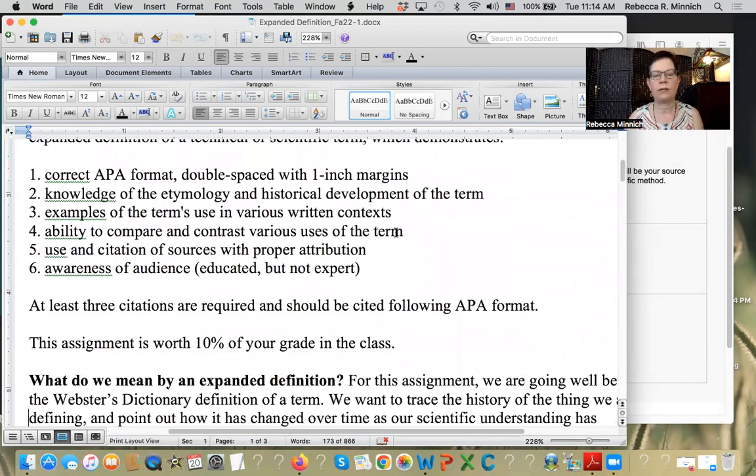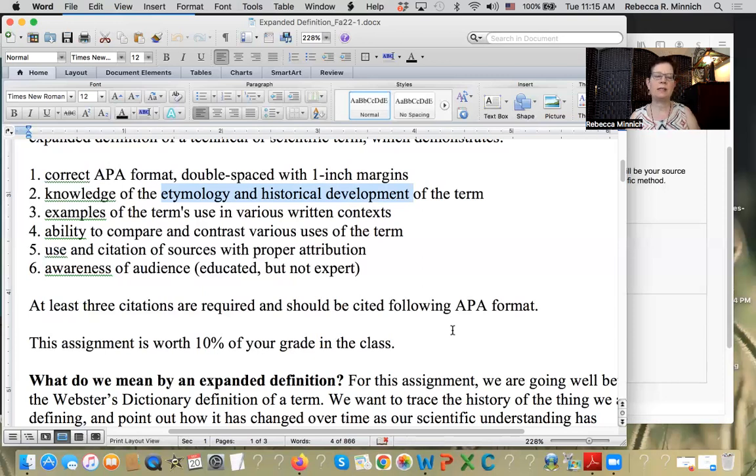The expectations for the assignment are listed here, so you should take some time to go over them. But we're going to be talking about all of these more next week. However, I wanted to focus on just the expectation number 2. Number 2 says that you need to demonstrate in this assignment both knowledge of the term and the etymology and historical development of the term. So we want to deal with that today. What is etymology, and what do we mean by write about the historical development of the term?